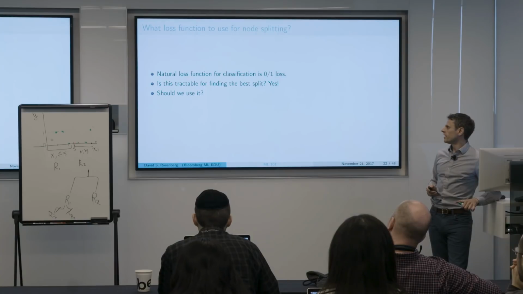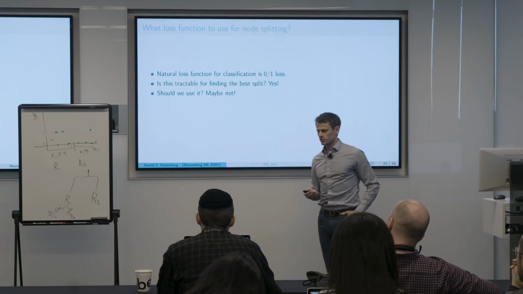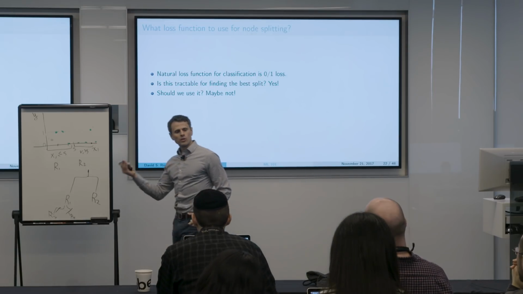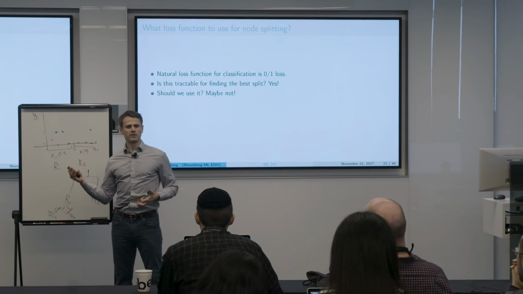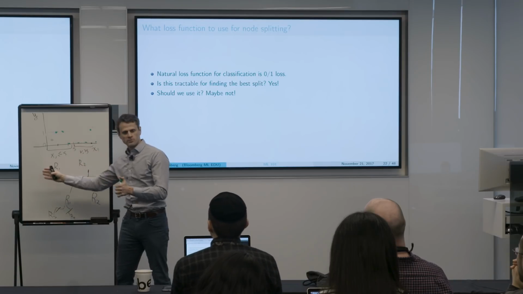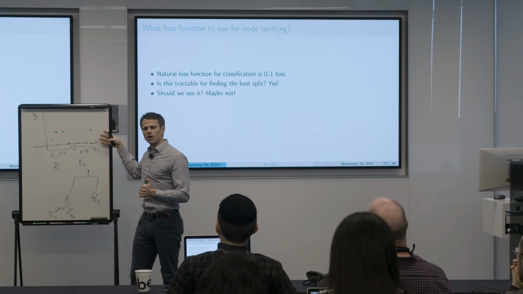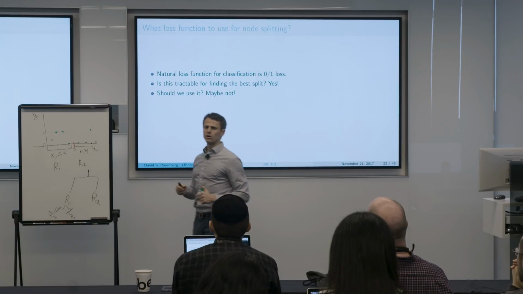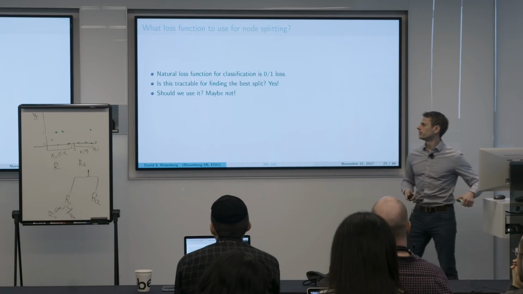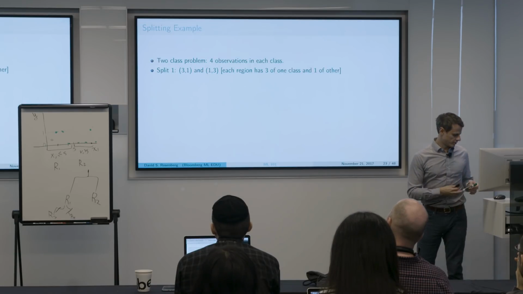But should we use it? Maybe, maybe not. The issue comes back to something we were mentioning earlier, which is that even though 0-1 loss is what we're ultimately trying to optimize, we don't have to do it in just one split. Because we're going to make a split, and then we're going to split again, and again. And what might be optimal in a single split may not be optimal as we grow more and more nodes down the tree. So I have a little example here.